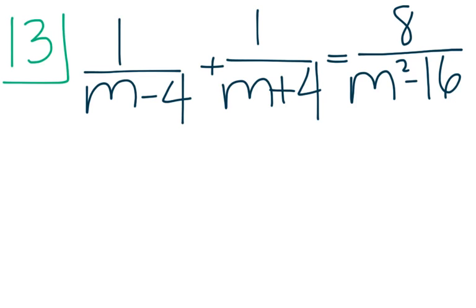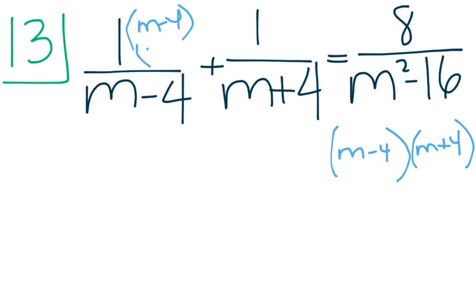So now we have m minus 4, m plus 4, and m squared minus 16 as our three different denominators. So what we're going to do is see if we can find any common factors. And we know that m squared minus 16 is m minus 4 times m plus 4. So that means this is our least common denominator. So we're going to multiply everything only on the top, not the bottom, by m minus 4 times m plus 4.